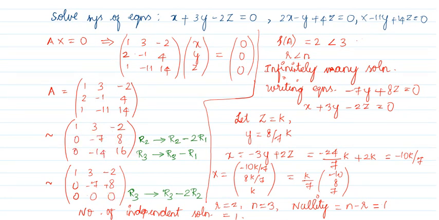Now rank of A is equal to 2, which is less than 3, which is less than the number of unknowns. So obviously if r is less than n, then infinitely many solutions. So write the equations, that is minus 7y plus 8z equal to 0 and x plus 3y minus 2z equal to 0. So now we have infinitely many solutions, right?